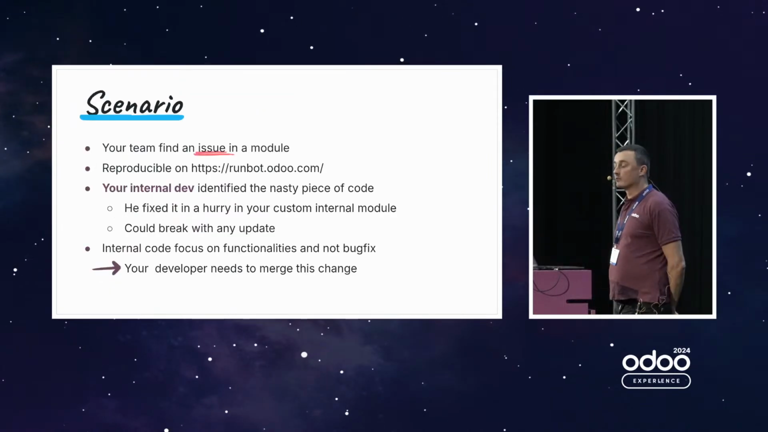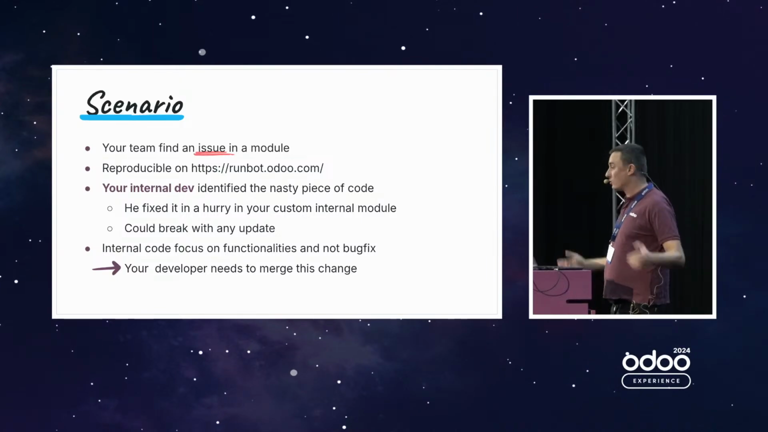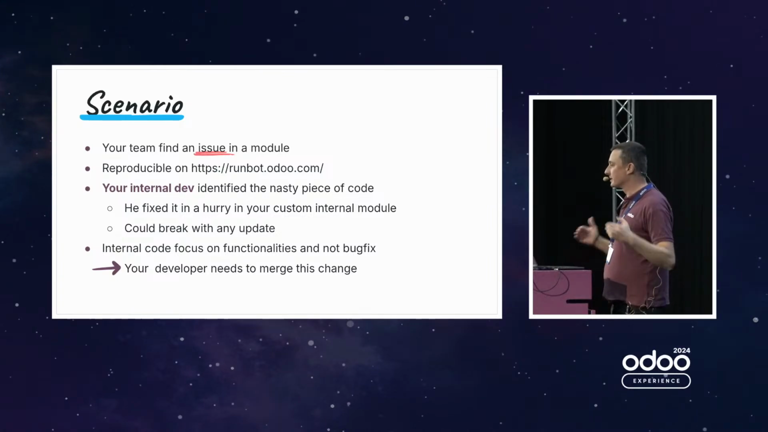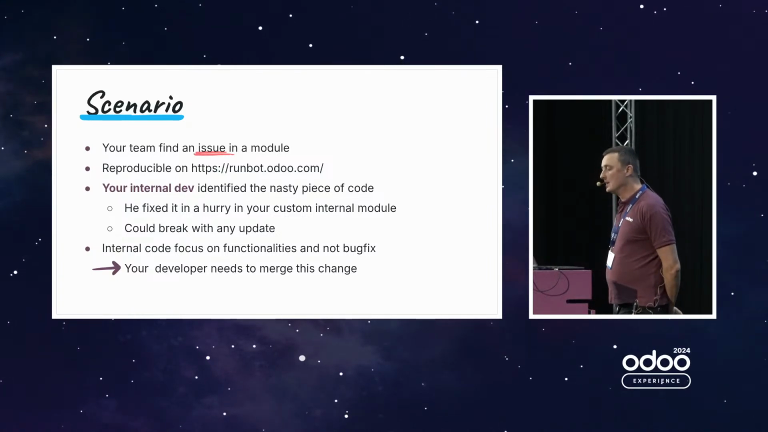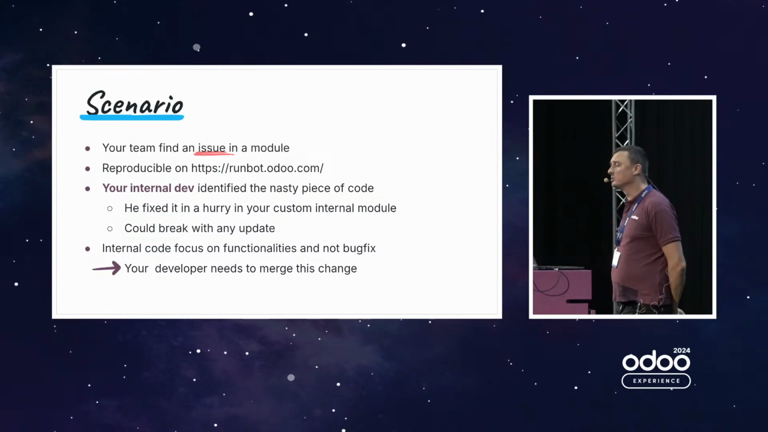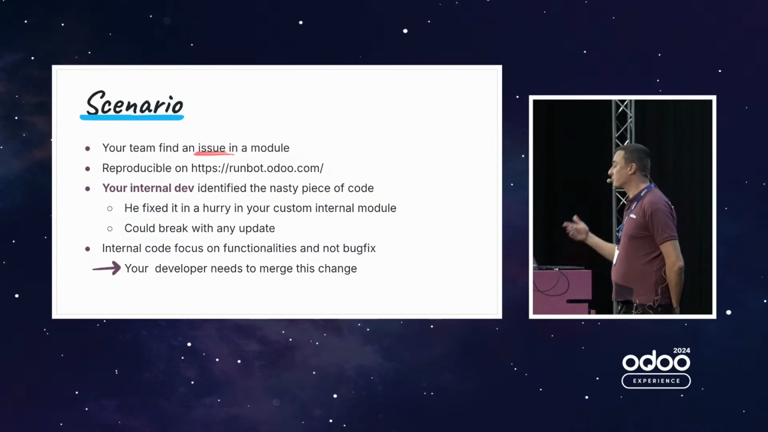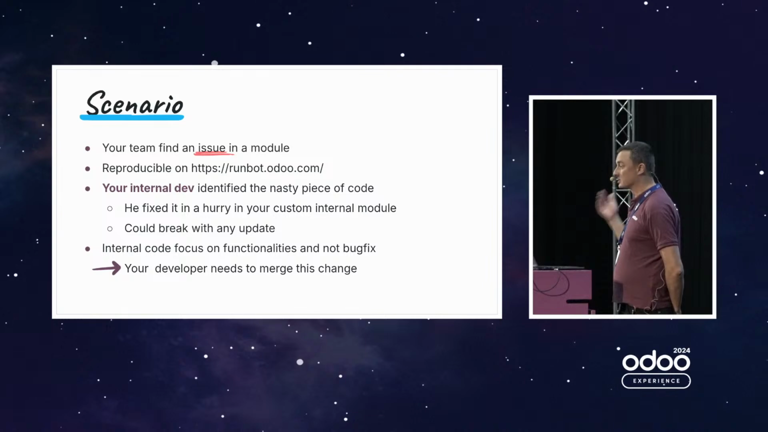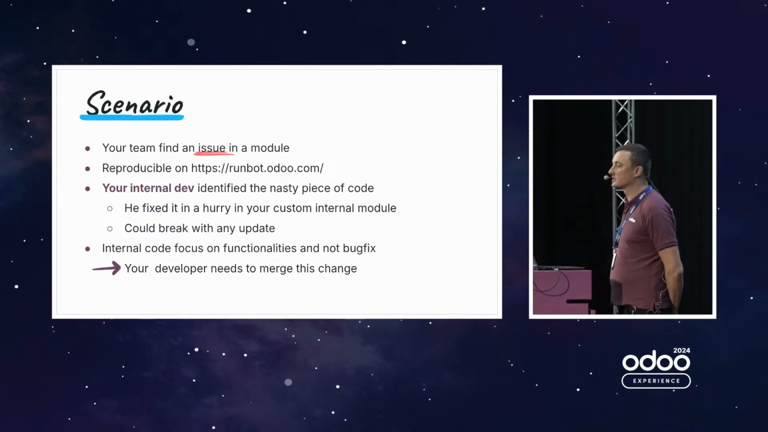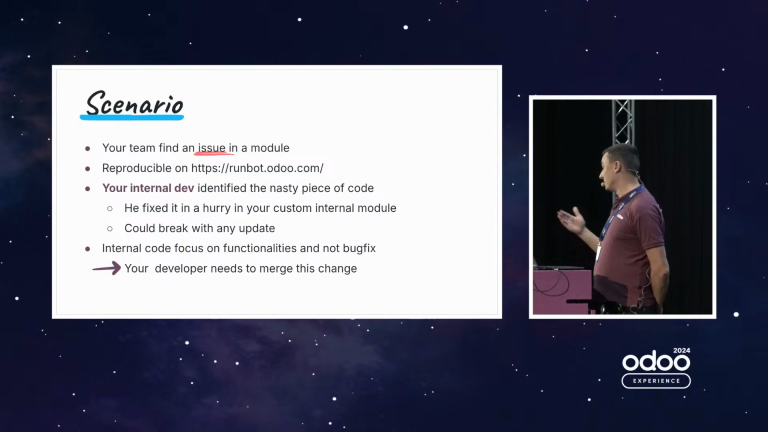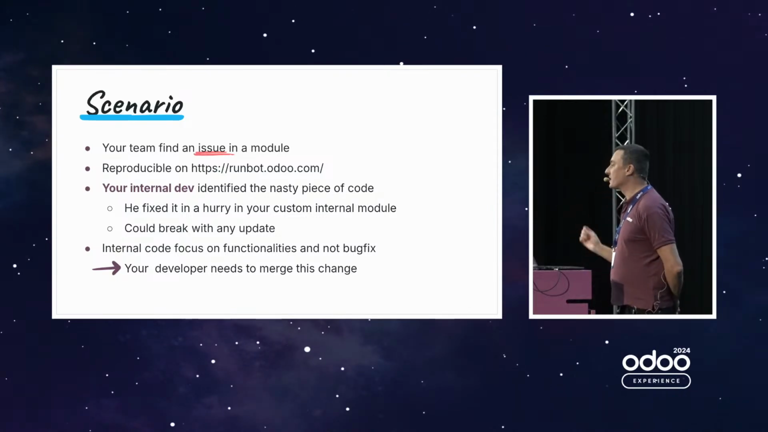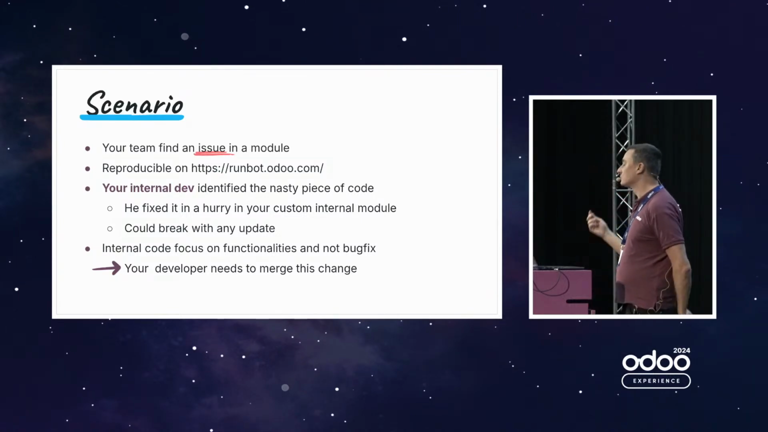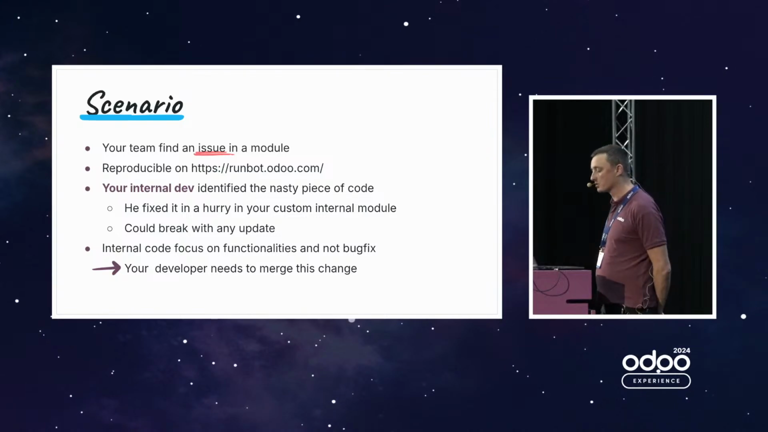So here we have a small scenario. You are working with a team on your own business code. You have some overrides, and everything is running smoothly. But your team finds an issue in Odoo community or enterprise, and you can reproduce it on Runbot. That means that the issue is in standard. It's not your own customization that is at fault. You have an internal developer who identified the faulty code, and he knows how to fix it, to make the change and have it work.